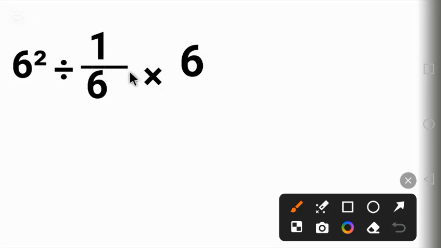To solve this question correctly, we have to follow the order of operations called PEMDAS. Some countries call it BODMAS. This stands for parentheses, that is brackets, and it's not here. The next one is exponent, which is something like 2 raised to the power 3. Is it here? Yes. So let's begin with this.